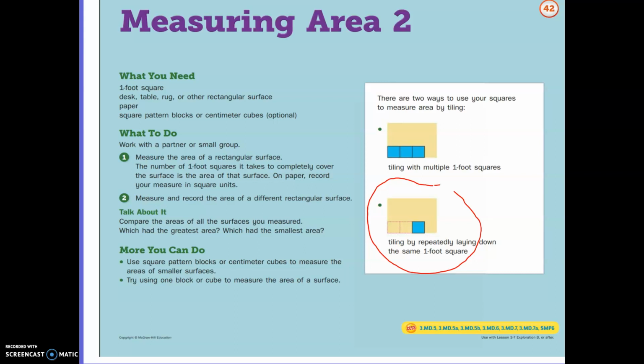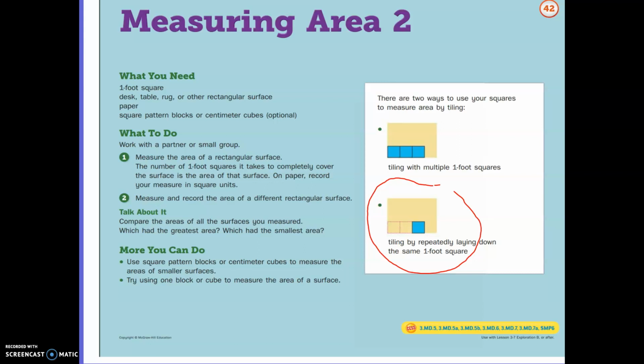So with a partner, mom or dad or grown-up at home, cut out a 1-foot by 1-foot square out of some piece of paper. Measure the area of a rectangular surface. The number of 1-foot squares it takes to completely cover the surface is the area of that surface. And you can just write that area down in square units. And you can just have fun with this.